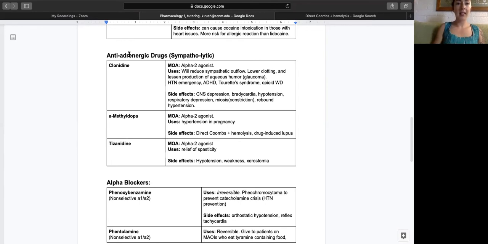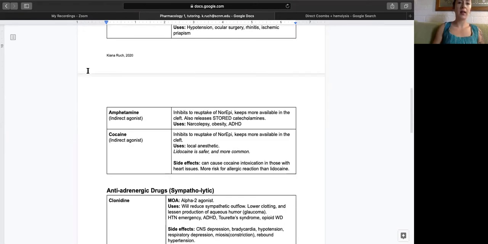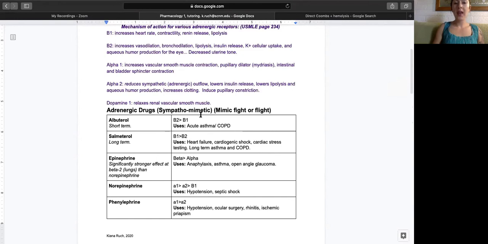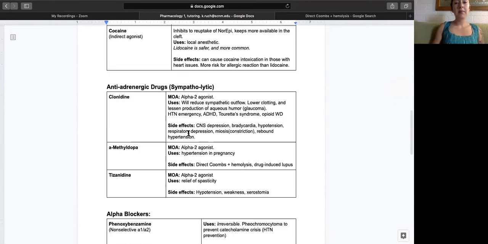Sympatholytic, anti-adrenergic. Okay, we're going to scroll up for one second here just to review. The drugs we just covered were sympathomimetic drugs, so those were copying a fight or flight response. These are sympatholytic drugs, which are cutting off a fight or flight response.